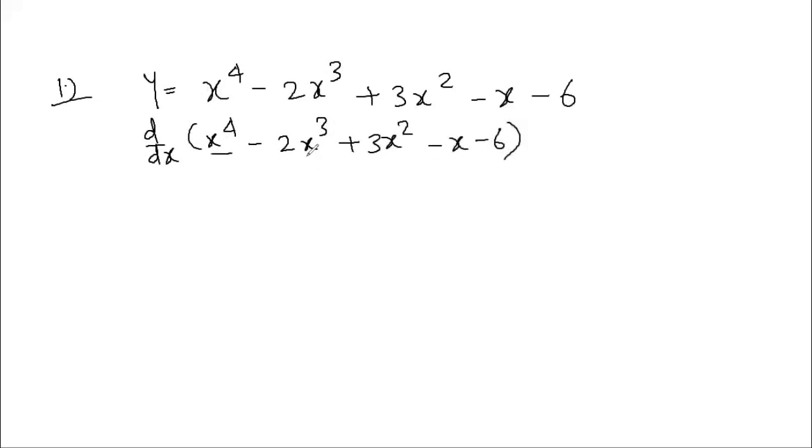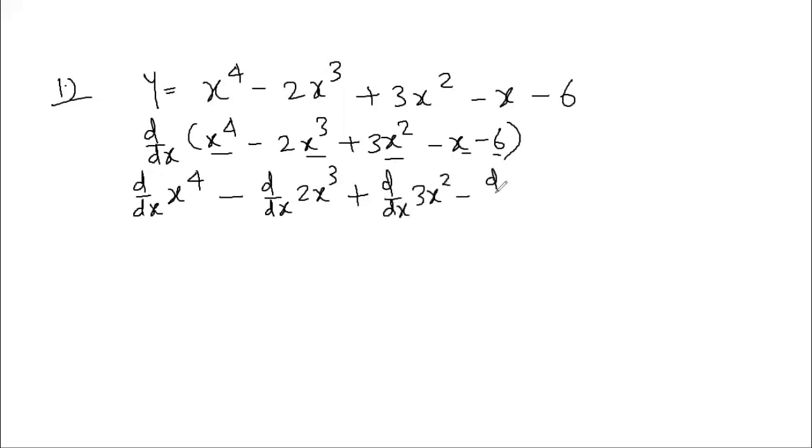Now there are 1, 2, 3, 4, 5 terms. So you have to separate all the terms by using the differentiation sign. So differentiation of x to the power 4, then take away sign, differentiation of 2x cube, then plus sign, differentiation of 3x square, then take away sign, differentiation of x, then take away sign, and differentiation of 6. See, these signs we are choosing on the basis of our question, okay?